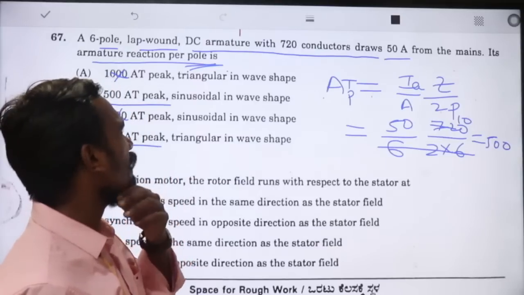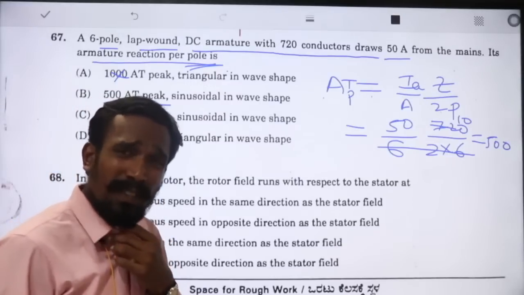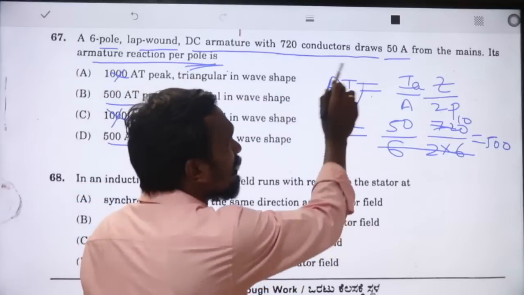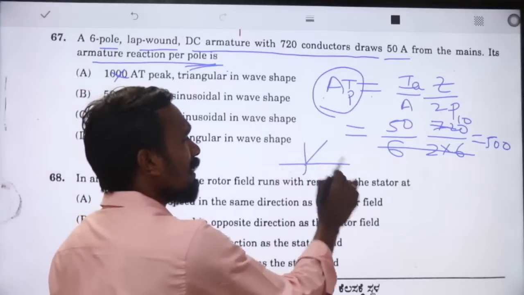Sinusoidal in wave shape or triangular in wave shape? Which is the correct answer, sir? Generally, in our DC machine, the armature MMF is triangular. This is MMF, sir, ampere turns. The MMF is triangular.